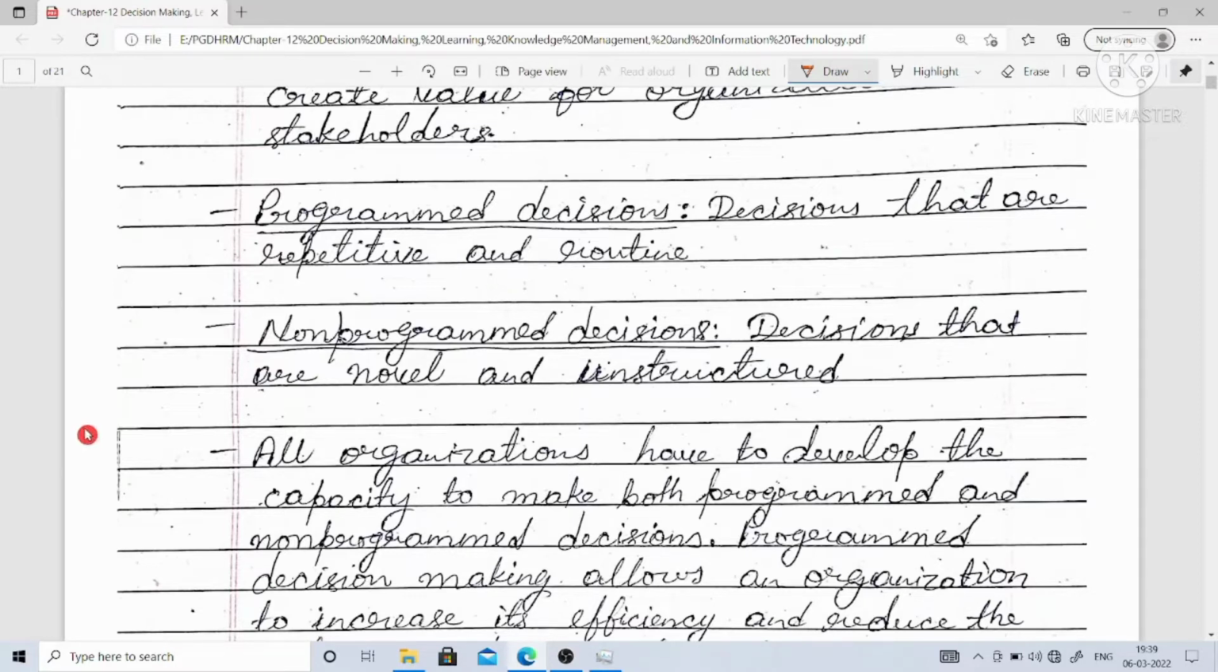And the second type of decision is non-programmed decisions. What are non-programmed decisions? Decisions that are novel and unstructured. Novel means those decisions are not involved in the day-to-day activity of the organization. They are not general decisions. Those decisions are taken in rare situations, in rare cases. Those types of decisions are known as non-programmed decisions.